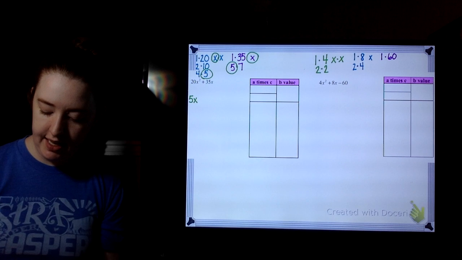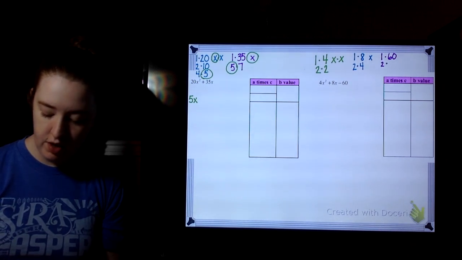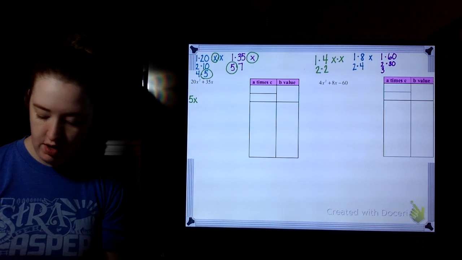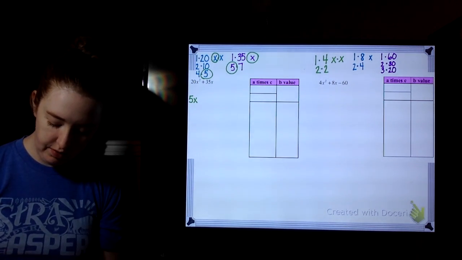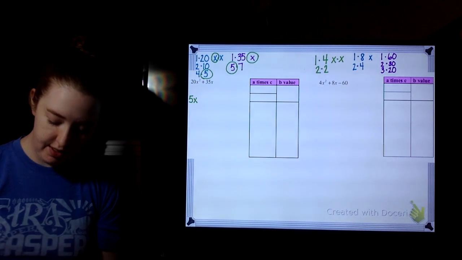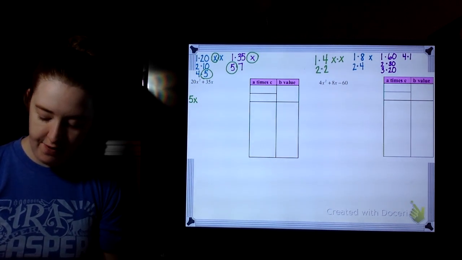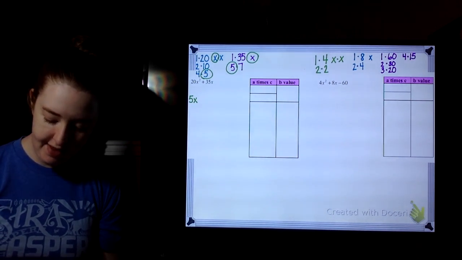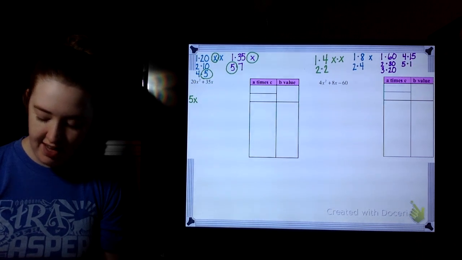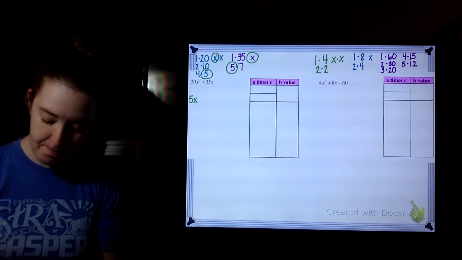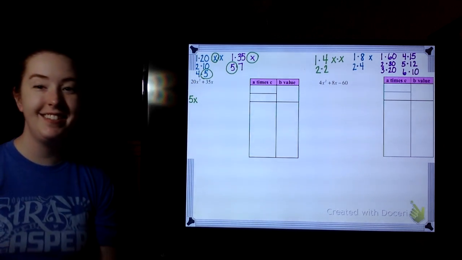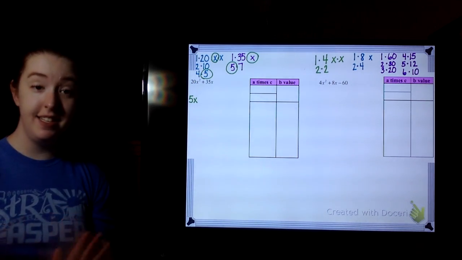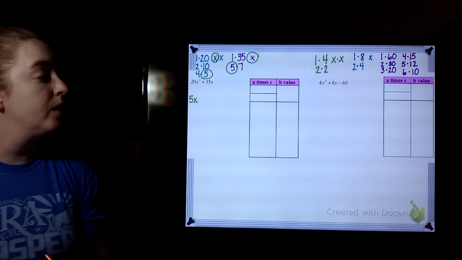We have 1 and 60, 2 and 30, 3 and 20. Let's see, does 4 go into it? Yes, it does. 4 and 15, 5 and 12, 6 and 10. And it doesn't have any x's, so I don't need to worry about that.